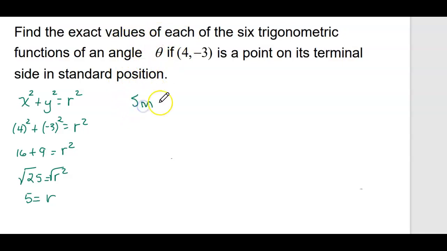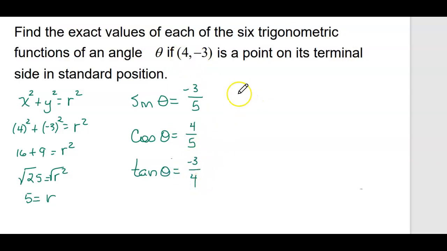So sine, and then I don't know the angle, so I'm just going to use theta. So sine theta is y over r, so that's -3/5. Cosine theta is x over r, so that's 4/5. Tangent theta is y over x, so that's -3/4. Cosecant theta is the reciprocal, so that's -5/3. Cosine's reciprocal is secant, so that's 5/4.